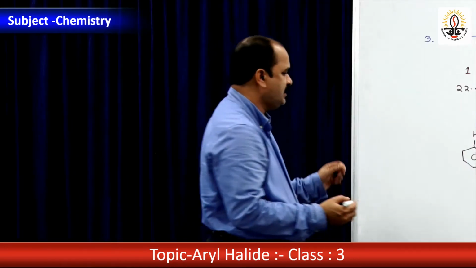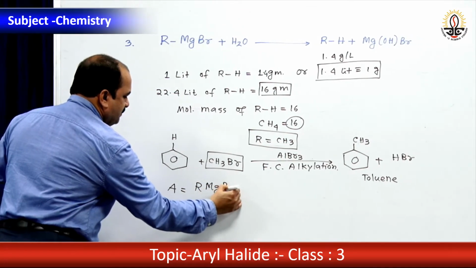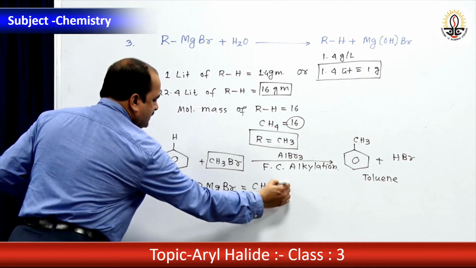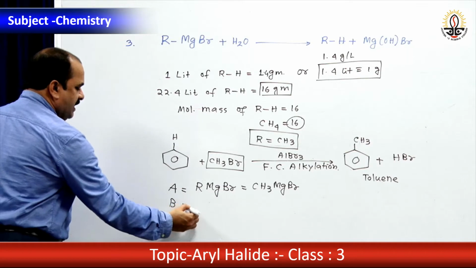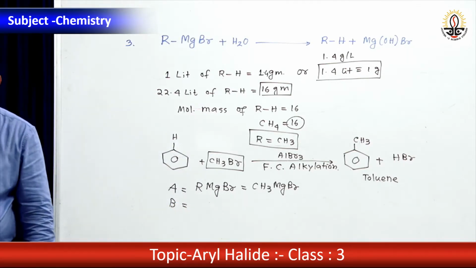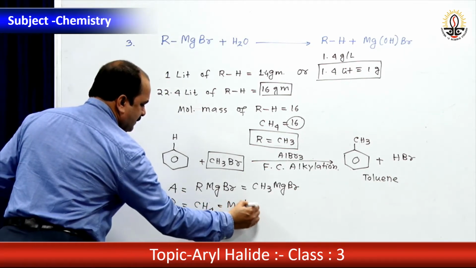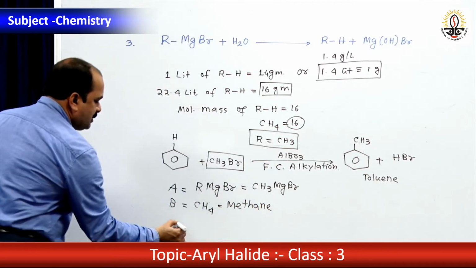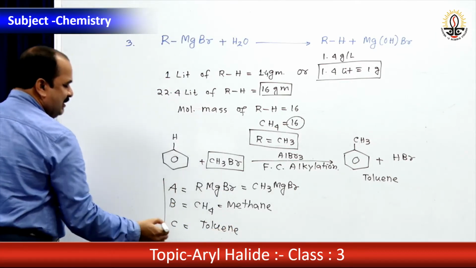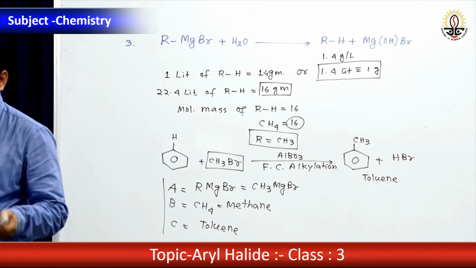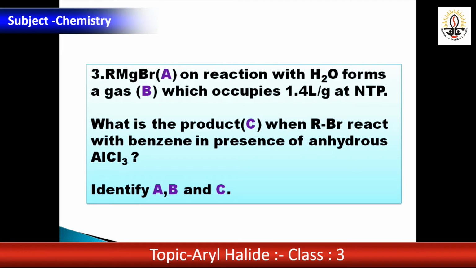CH3MgBr is A. A is your Grignard reagent, RMgBr. We have to identify B from the question, and B is methane, CH4, and C is toluene. So this is the numerical on the basis of word problems and structural determination. Here A is methyl bromide, B is methane, and C is toluene.